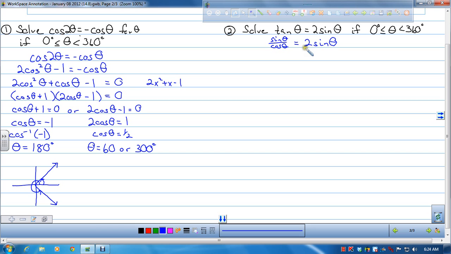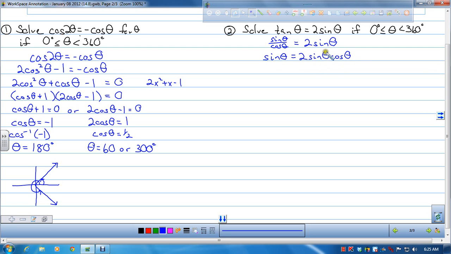Okay. Now, I really want to get rid of this denominator. So in order to get it out of there, I could multiply both sides by cosine, right? If I did that, multiply both sides by cosine, I'd end up with sine theta equal to 2 sine theta cosine theta. Okay.